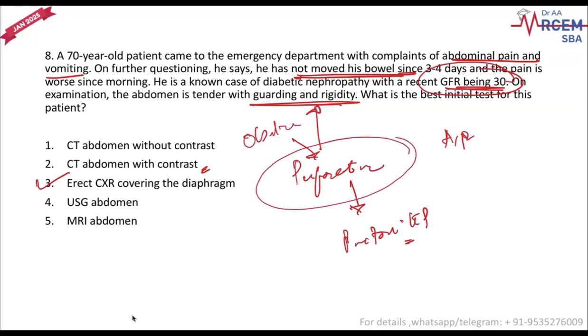Patient with pain, CT abdomen is better than an erect X-ray. CT abdomen with IV contrast is always better in an abdominal obstruction, but you can get it done only if the patient is stable and the creatinine levels are in the normal range.